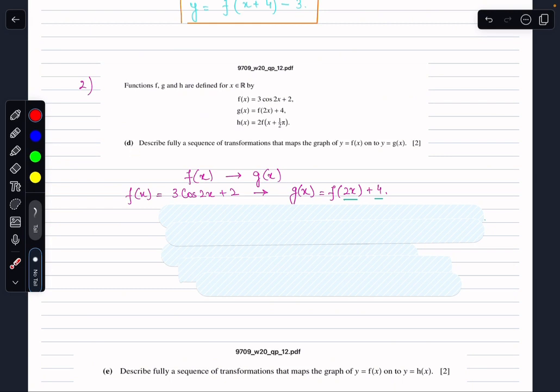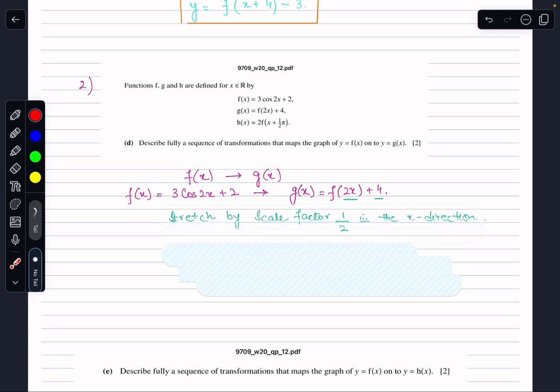So this is the understanding for the three functions that are given to us, f, g and h. Here it says, describe fully a sequence of transformations that maps the graph of y equals f of x onto the graph of y equals g of x. So f of x is getting transformed to g of x. We know f of x is 3 cos of 2x plus 2, getting transformed to g of x, which is f of 2x plus 4.